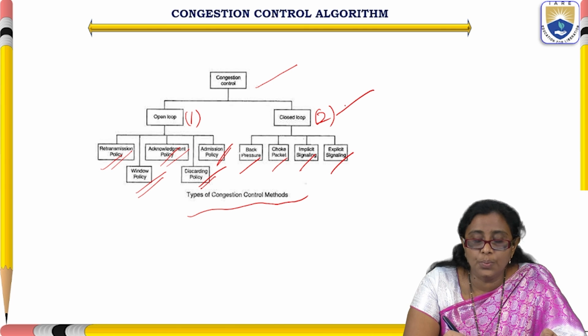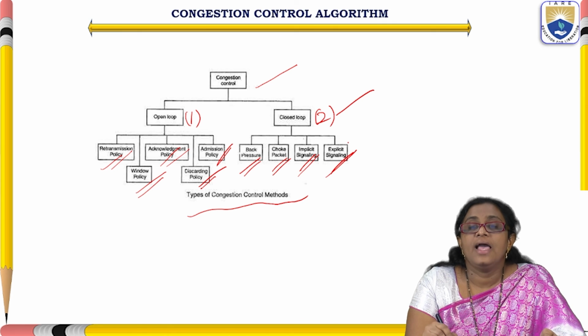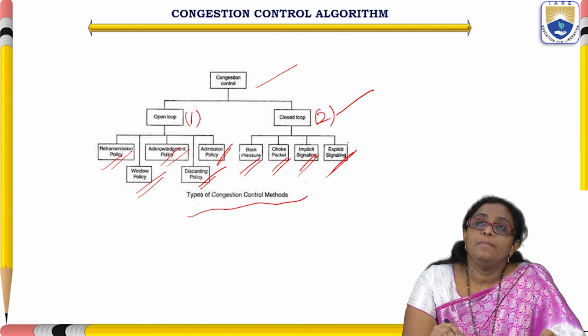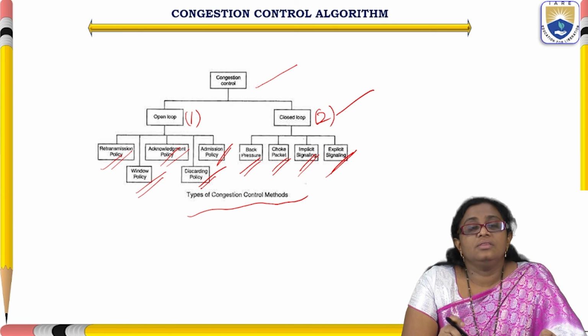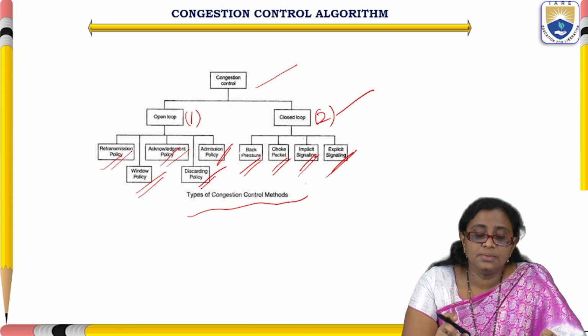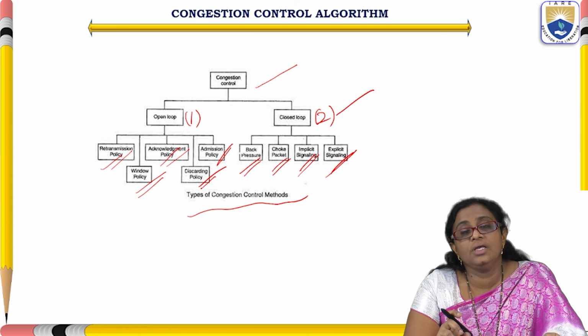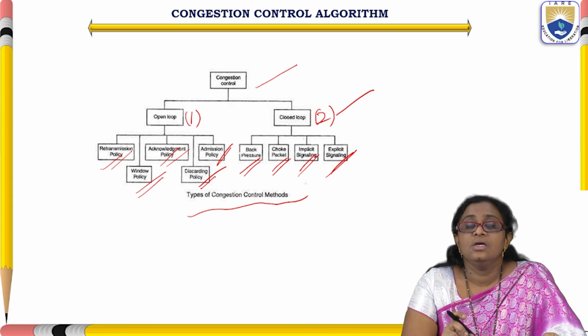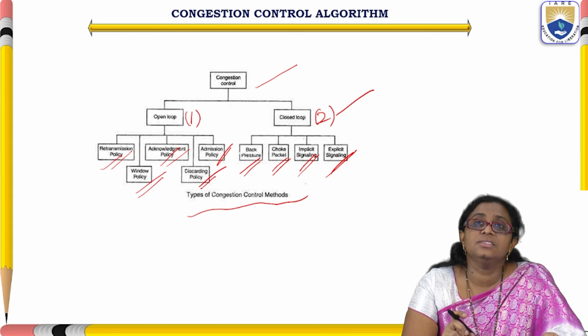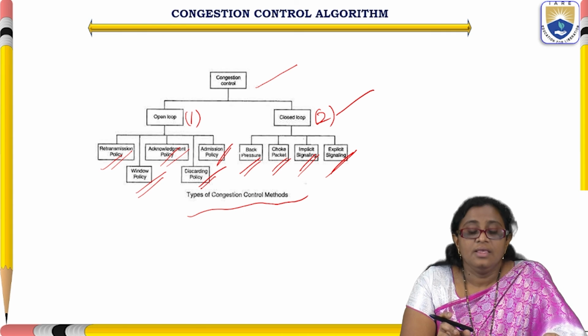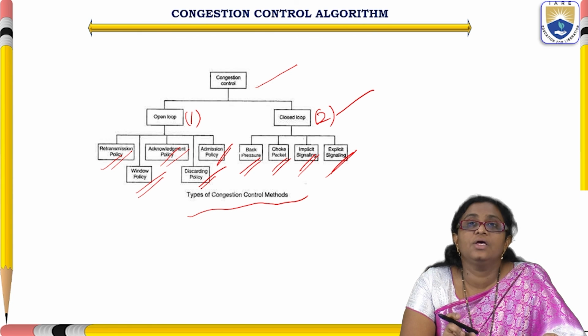Coming to the closed loop, back pressure, choke packet, implicit signaling as well as explicit signaling. Mainly, this video is purely related to congestion controlling algorithms, methods and techniques which should be useful while you are working with the data transmission of packets from one source to another node.